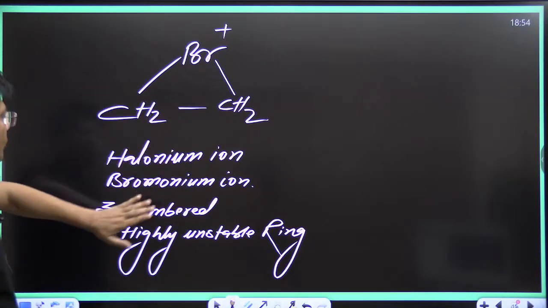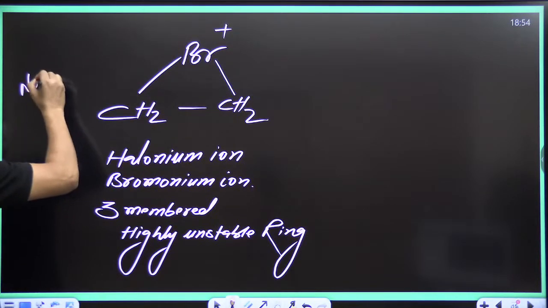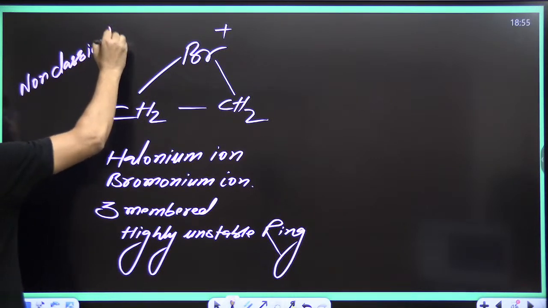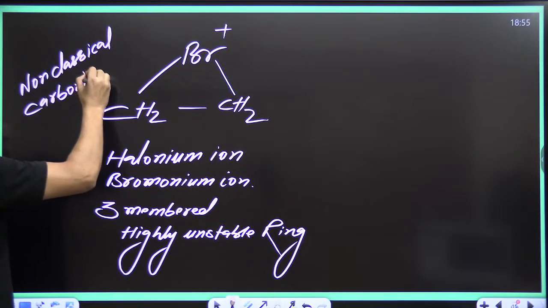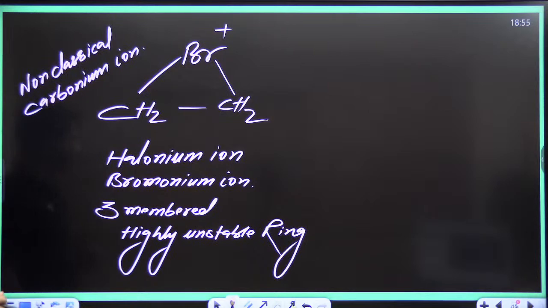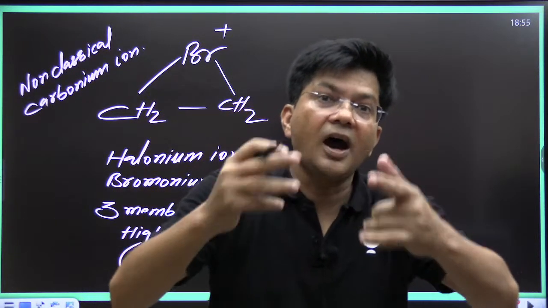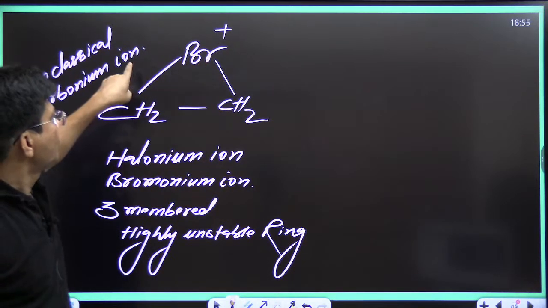This is also known as non-classical carbocation or carbonium ion. Now, my dear friends, one thing is really very important. The other bromine, the Br negative, is it possible that it can come from this side?